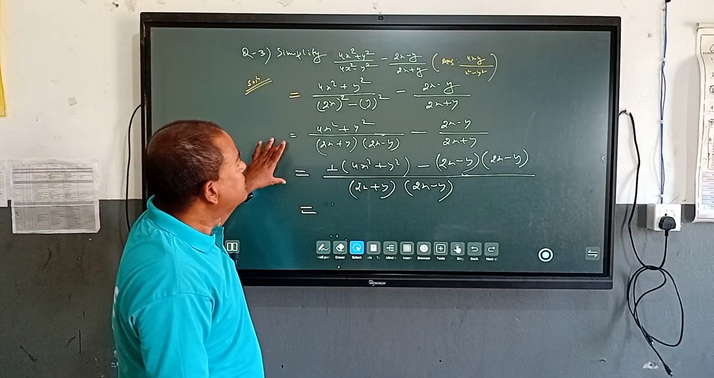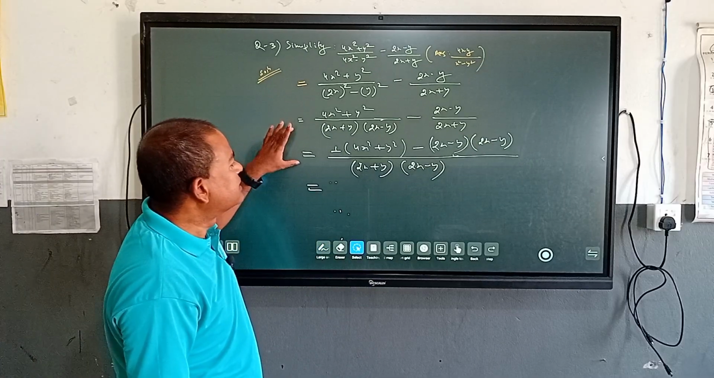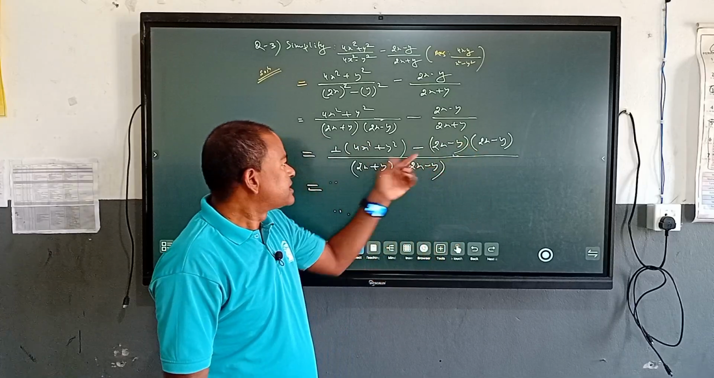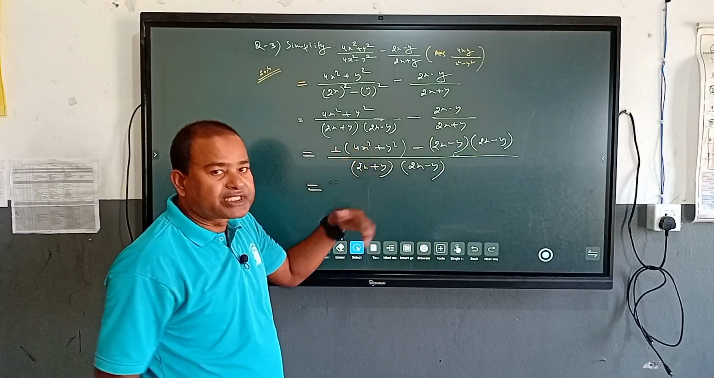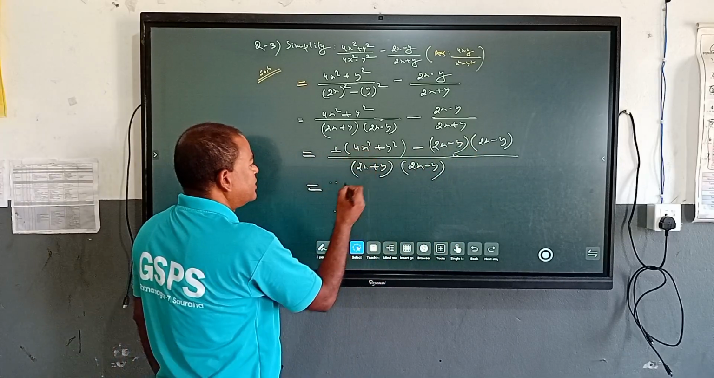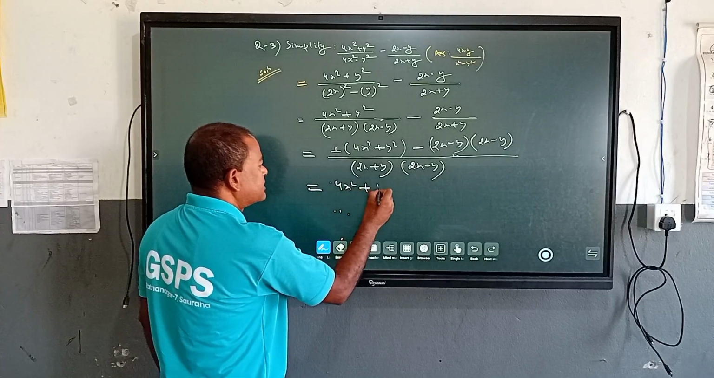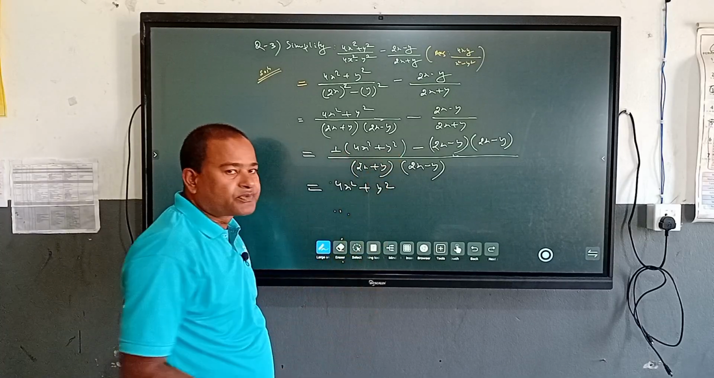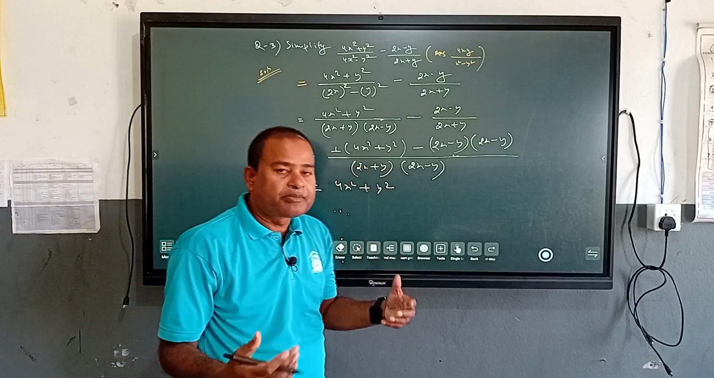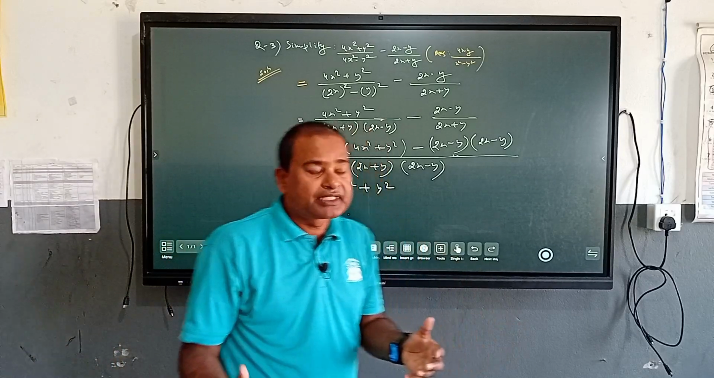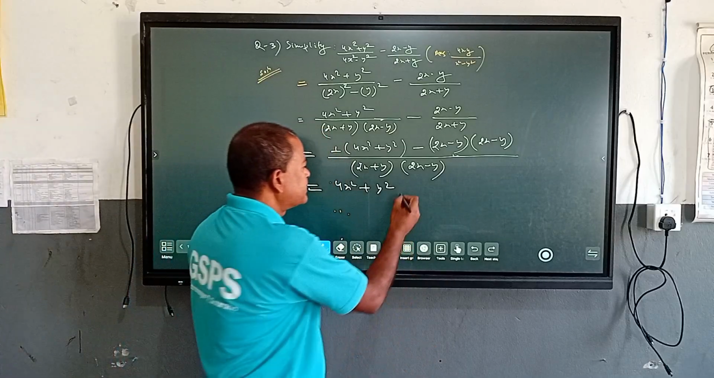Dear students, now the next step is we have to open the bracket. That means 1 times 4x square plus y square, we get 4x square plus 1 times y square. So if we multiply 4x square plus y square by 1, then again we'll get the same expression. That means we'll get 4x square plus y square.